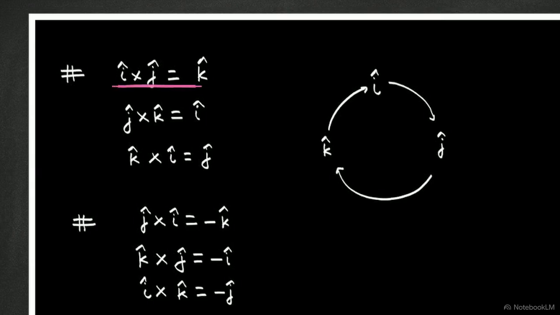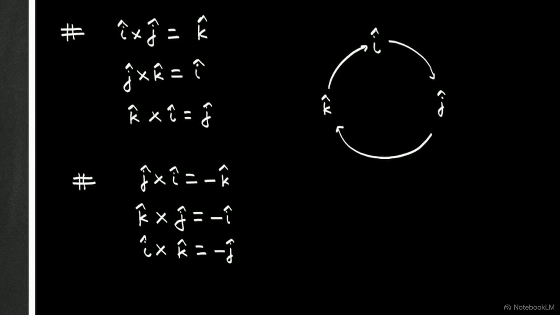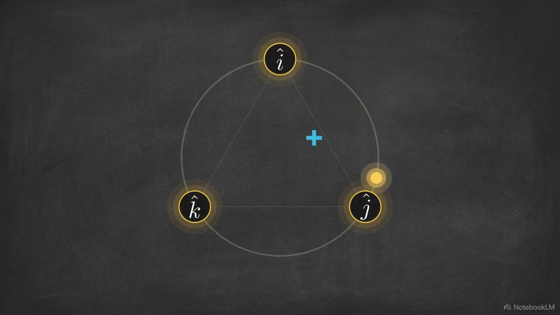Crossing i hat into j hat generates a positive k hat vector pointing upward. But moving counterclockwise breaks the natural cycle, mirroring a flipped hand. Crossing j hat into i hat generates a negative k hat vector. By mapping space this way, complex 3D directions can be perfectly encoded into a simple, repetitive loop of positive and negative interactions.